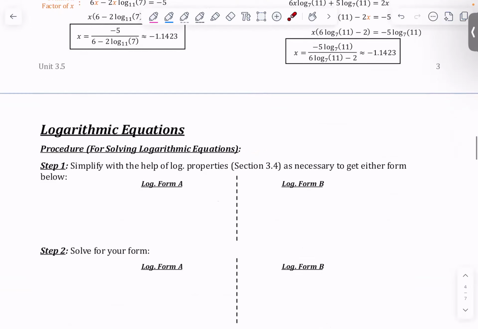Okay. Now we'll move on to logarithmic equations. So we did the exponentials. Now it's time to do the logarithmic. So simplify with the help of logarithmic properties, that's unit 3.4, as necessary to get in one of the two forms.